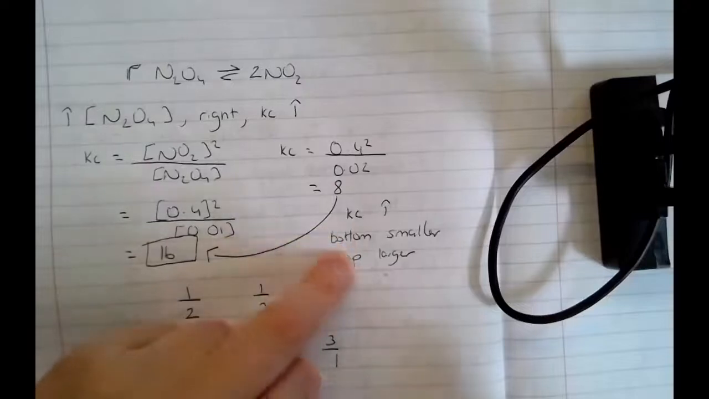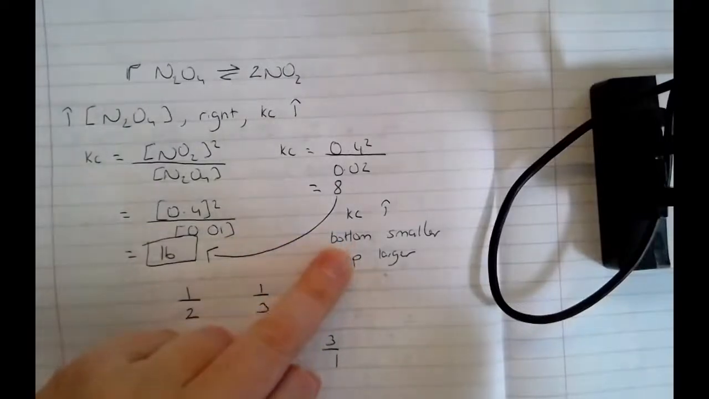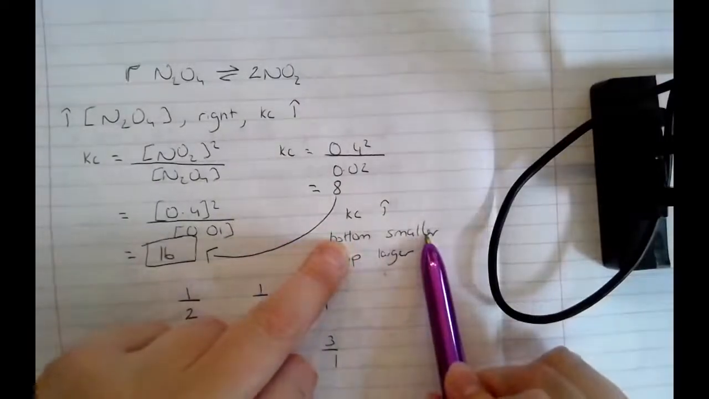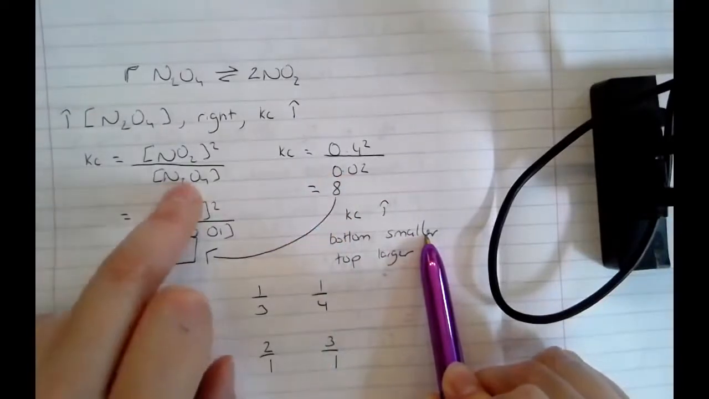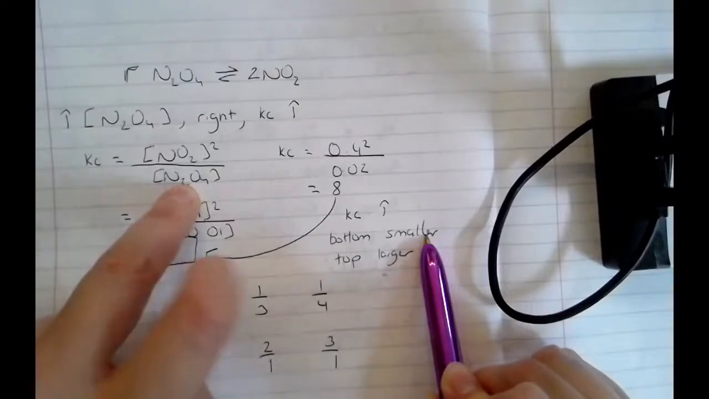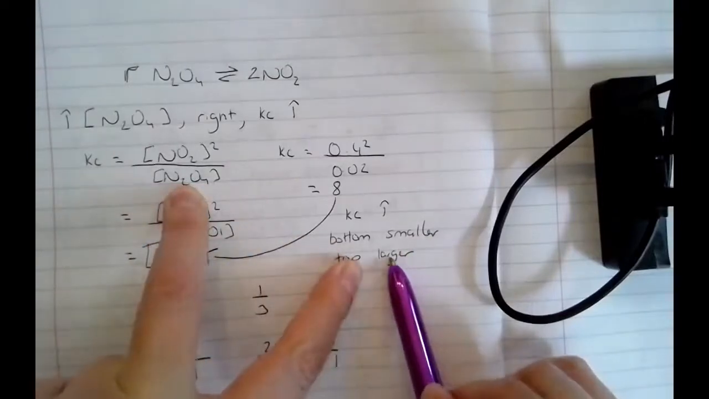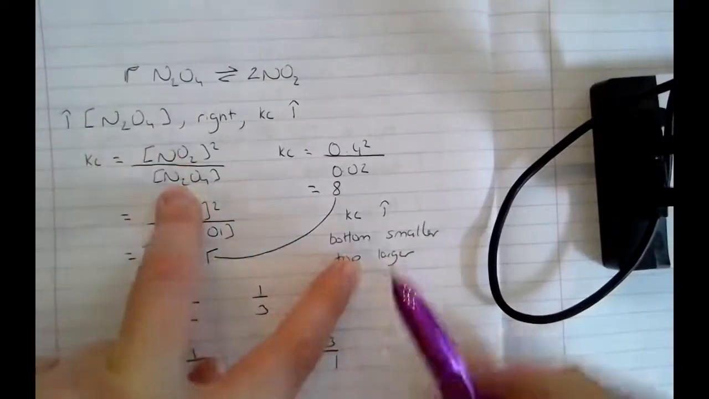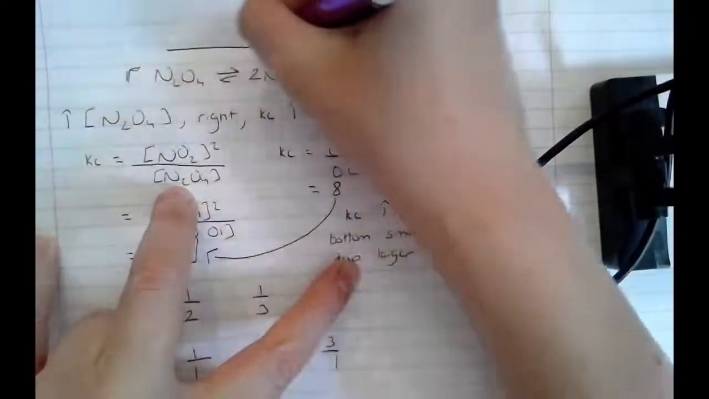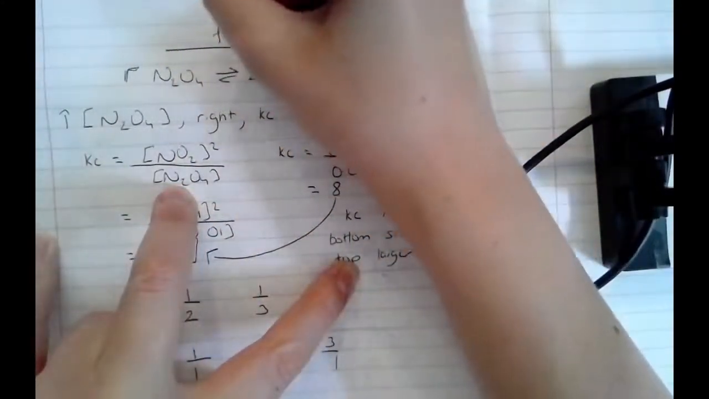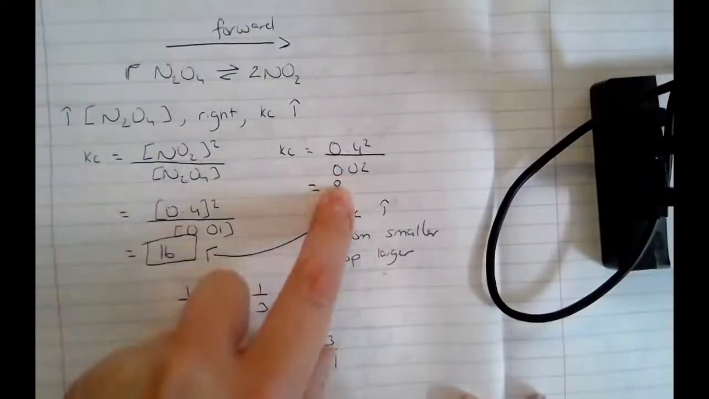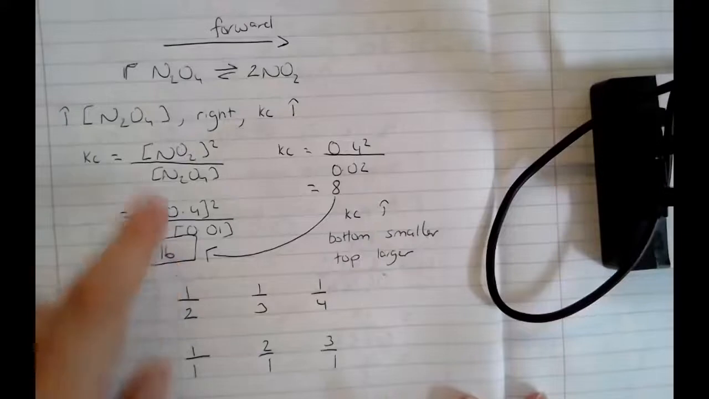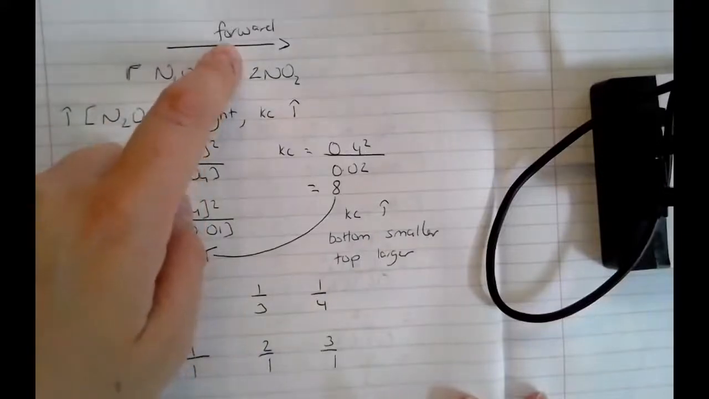So what actually has to happen in order for that to occur? Well, if I want the bottom to get smaller, the bottom represents the concentration of N2O4. So I need that concentration to decrease. And if I want the top to get larger, the top represents the concentration of NO2. So I need the reaction to go this way. I need the forward reaction to occur in order to get from 8 back to 16. And that's what we've predicted.